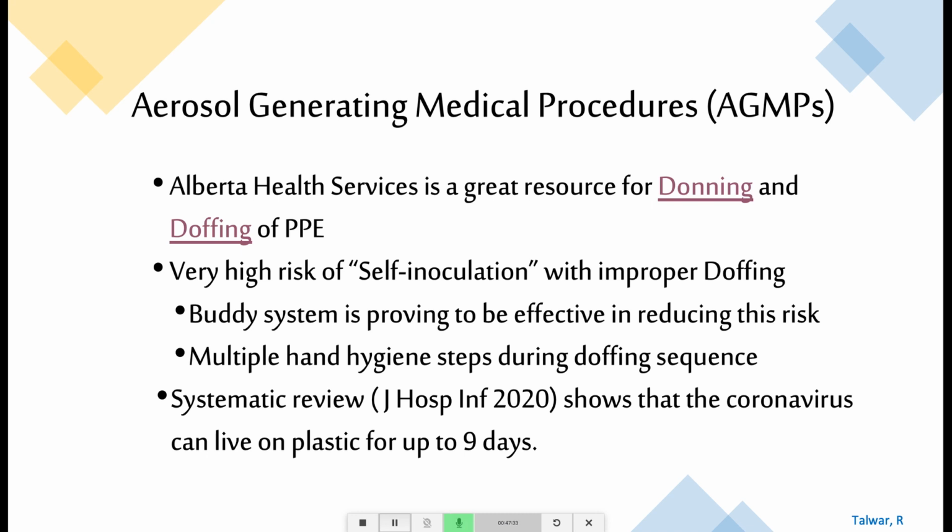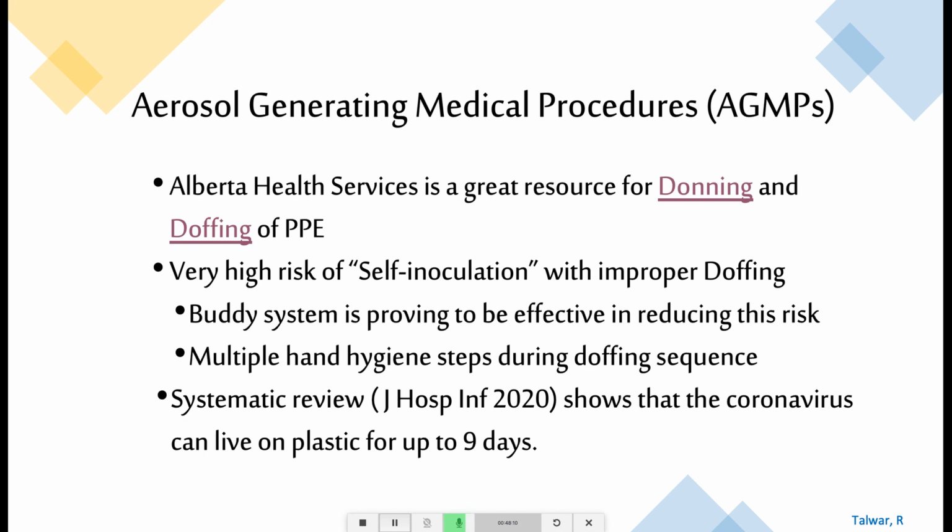Some of the new things that Alberta Health Services is promoting, especially in a hospital environment, is a buddy system where you have someone in PPE helping another person who has just performed a procedure to doff, by untying the gown from behind instead of people reaching behind themselves, up and down, and helping with mask removal. Multiple hand hygiene steps during the doffing process, as you saw, are crucial. It's almost like mini scrubs in between each step.